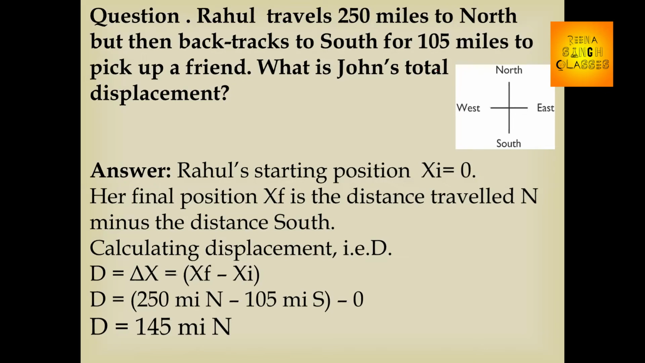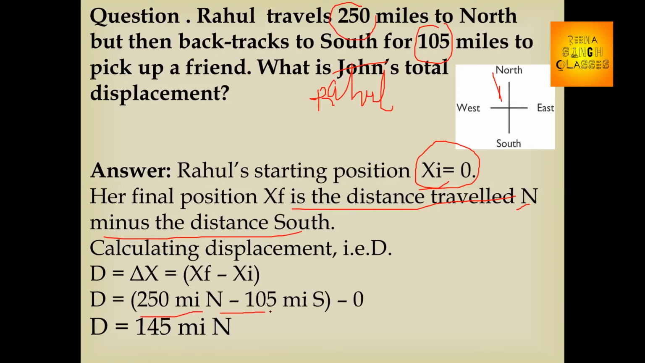Now next example, Rahul travels 250 miles to north but then back towards south for 105 miles to pick up a friend. What is Rahul's total displacement? Rahul's initial position is 0. His final position is the distance traveled towards north and then minus the distance traveled south. So from north he travels 250 miles and back towards the south is 150 miles. So in this case, what we get is 250 miles north minus 150 miles south and initial position is 0. So we will get the answer 145 miles north.